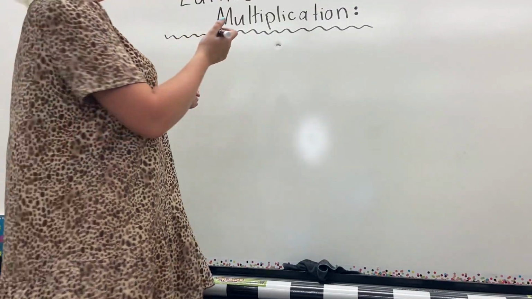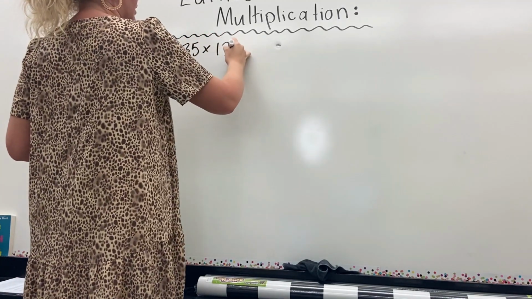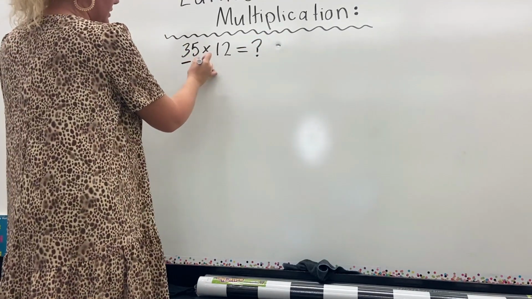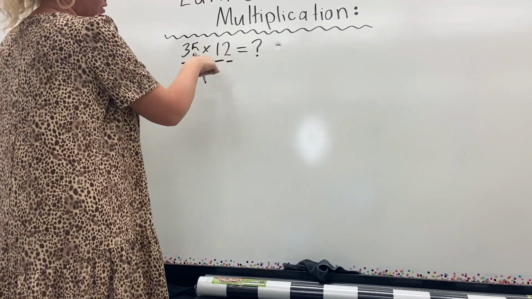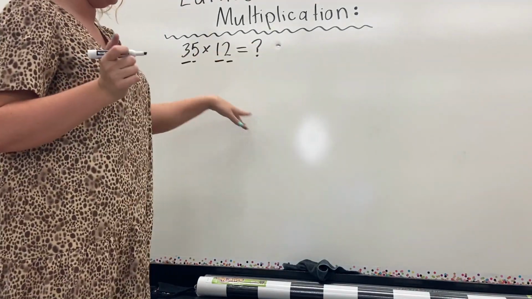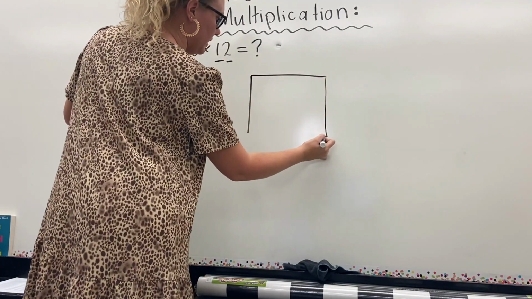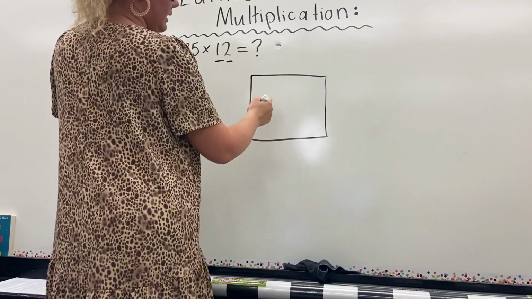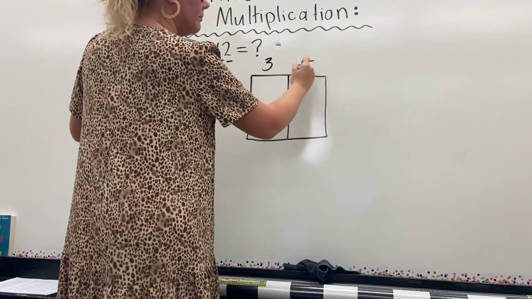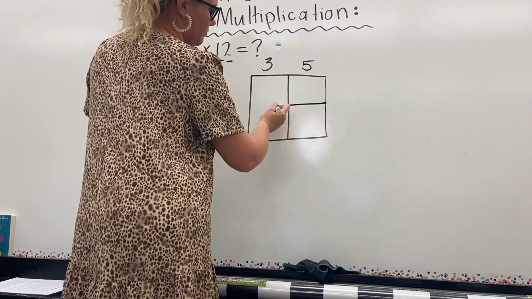All right, we are going to do 2 digit by 2 digit. So 35 times 12. Here we go. Okay, I got 2 digits here, a 3 and a 5. I got 2 digits here, a 1 and a 2. That means I need 2 columns and I need 2 rows because I have 2 digits in both. So I'm going to draw my box, keeping it nice and neat. I need 2 columns, 1 for the 3 and 1 for the 5. Okay, and now I need 2 rows, 1 for the 1 and 1 for the 2.